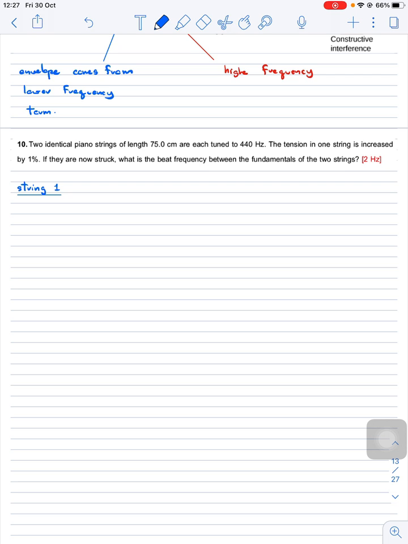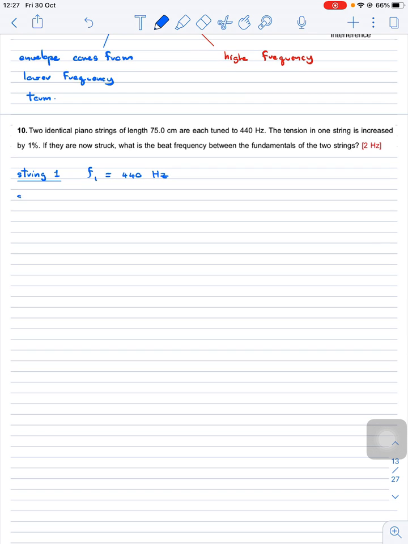Now for string 1, we said that the frequency, let's say f1, equals 440 Hz. So this is going to be the standard. Okay, but now for string 2, we said that the tension of this string is increased by 1%. So it means that the tension of string 2 is going to be 1.01 times the tension of string 1. So that's what we get.